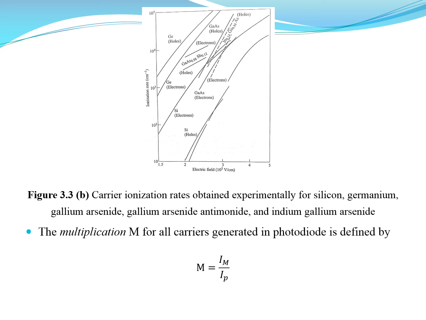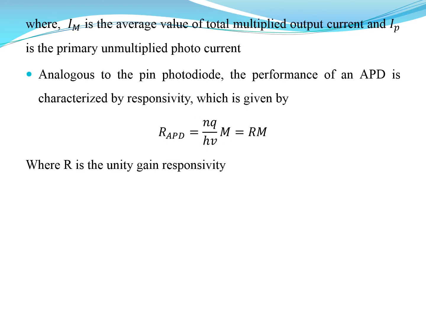So the multiplication M for all the carriers generated in a photodiode is given by Im by Ip. So M is Im by Ip, where Im is the average value of the total multiplied output current and Ip is the primary or unmultiplied photocurrent. So M represents the multiplied photocurrent and the output current, and Ip represents the unmultiplied photocurrent. If I find the ratio of these two, I can find what M is.